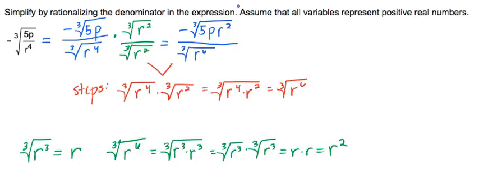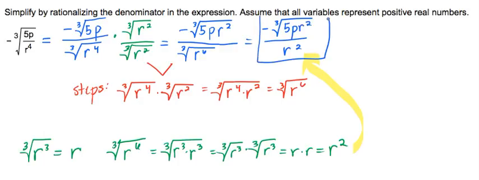Once you have that, the denominator simplifies to r squared. That's because of what I showed right there. And in the numerator, just copy what we have, the negative of the cubed root of 5p r squared, and none of that is going to simplify, so that would be a good final answer right there.